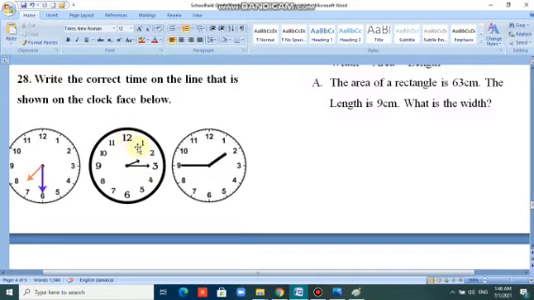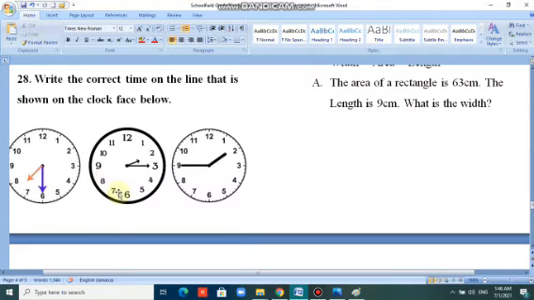This one now is 2:15, or 15 past 2. So this is past the hour, because the long hand passed the hour of 2. So it passed 2 o'clock. So it's 2:15, or 15 past 2, because it passed the hour.